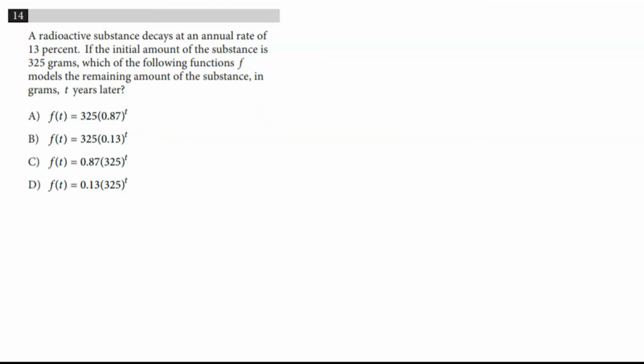So the radioactive substance decays at an annual rate of 13%. We have an initial value. So the amount of radioactive substance is reduced by 13% each year, right? So that means each year, 87%, 100 minus 13%, 87% of the previous year's substance remains. So the initial amount is 325 grams. So after 1 year, we have 87% of it, 0.87, remains.